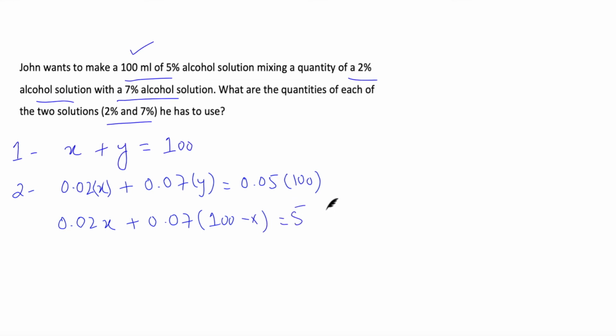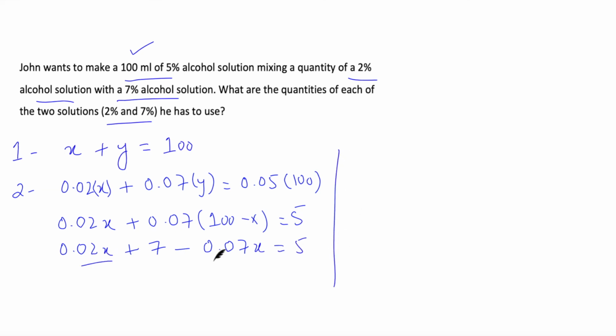These calculations look a little tedious and difficult, but trust me, they're not difficult. You just need to do a couple of questions and you will get the gist of it. Let's just open the bracket and combine the like terms. 0.02x plus 0.07 into 100 is 7, we know that, minus 0.07x equals 5.